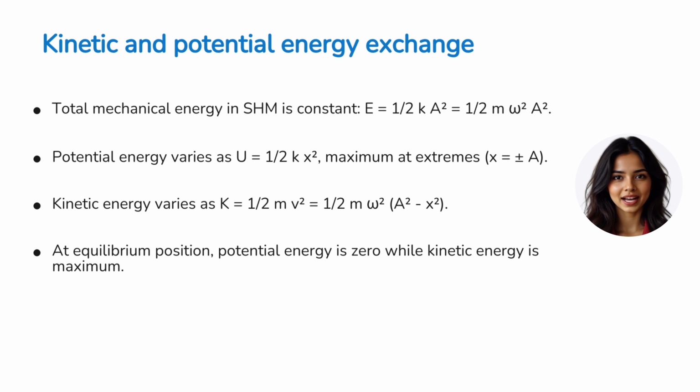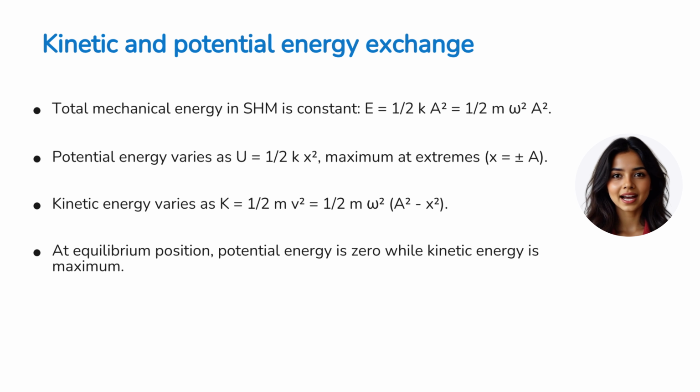One of the most magical things about simple harmonic motion is how energy keeps shuffling back and forth in the system without ever disappearing, at least in an ideal world without friction. Let's explore this exchange between kinetic and potential energy. The total mechanical energy, E, in SHM remains constant through an oscillation.